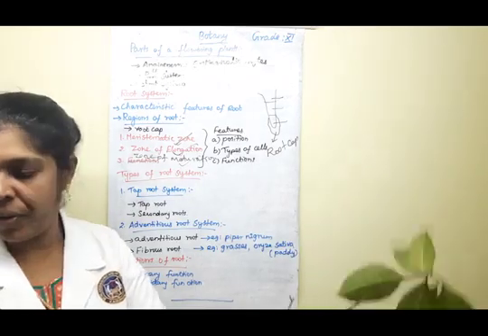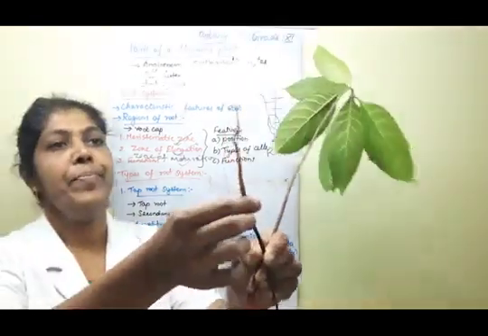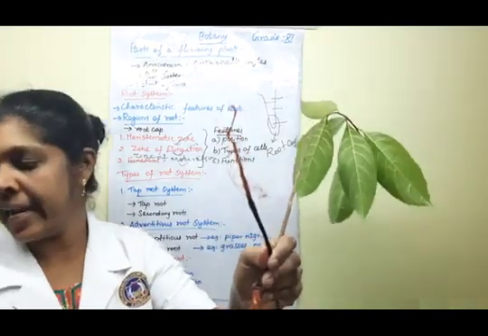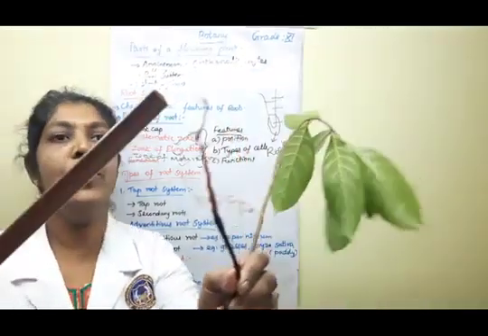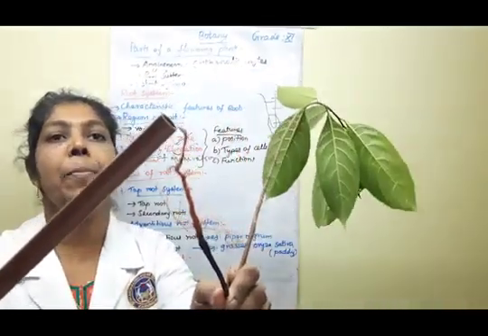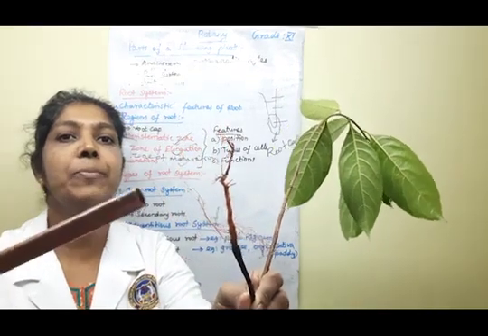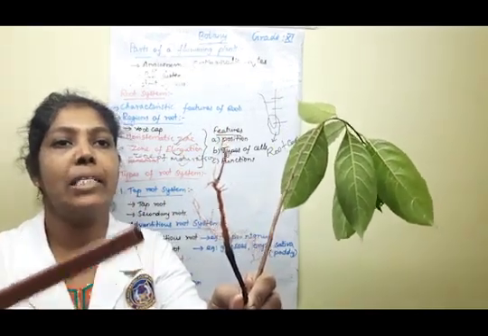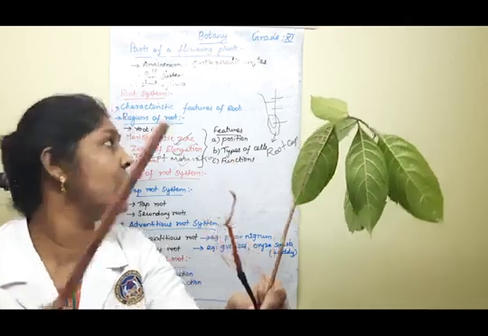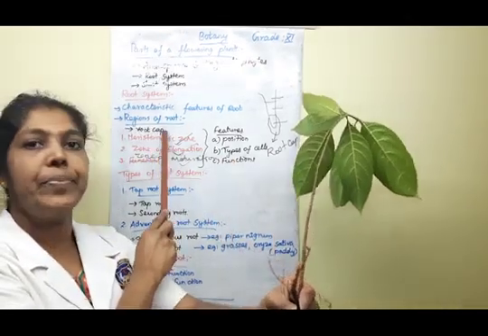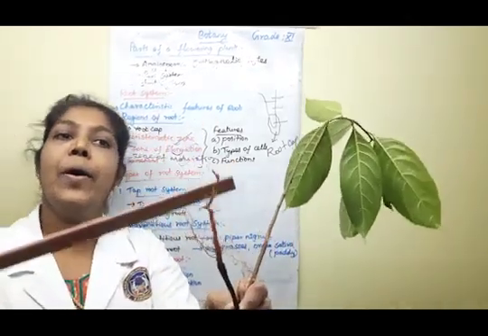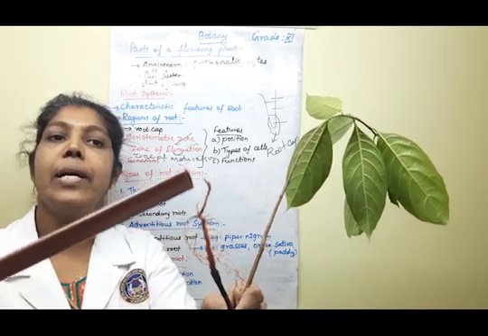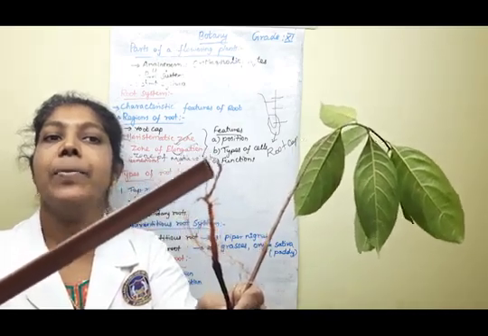Just all of you look at this specimen. I am showing the three regions, children. All of you listen. First, the tip is covered by dome-shaped parenchyma cells. That is called the root cap. Clear? Then above that is the region where they divide, this is the root region.